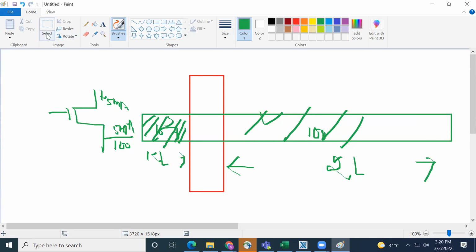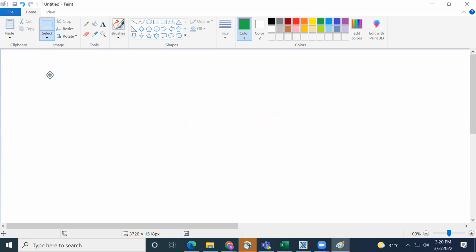Okay, length of diffusion is done. Next, sir, what is the definition of this one? Length of diffusion means the diffusion length of the source and drain side should be equal. That is called length of diffusion.